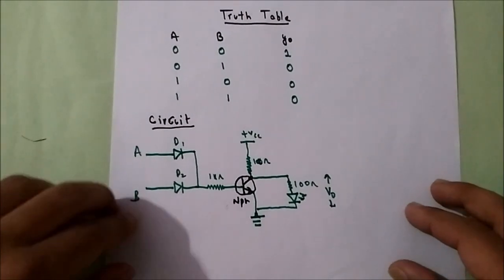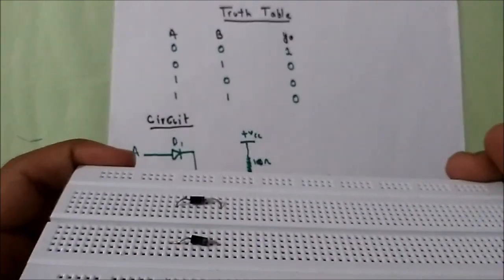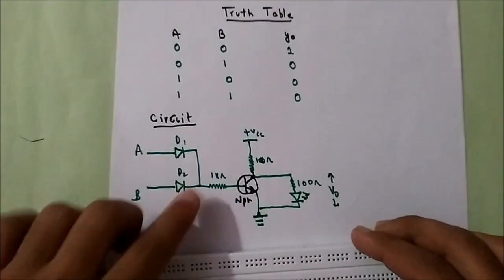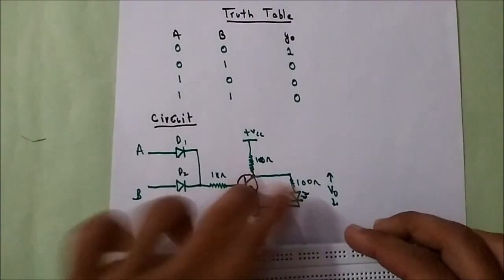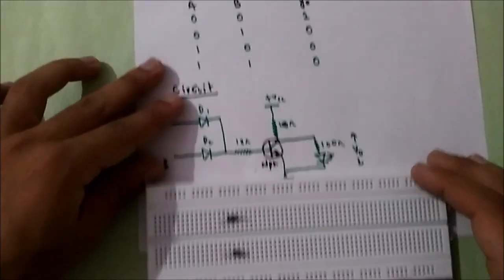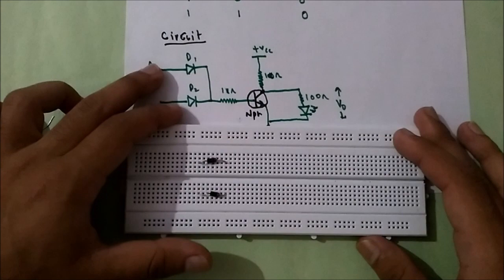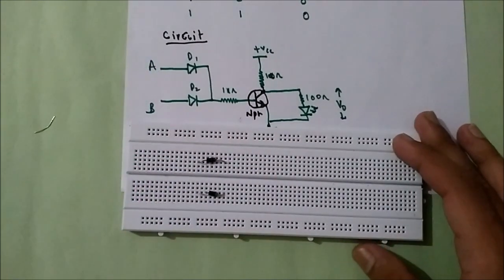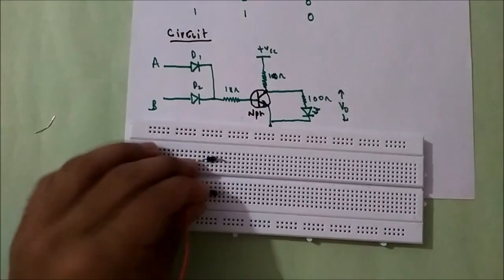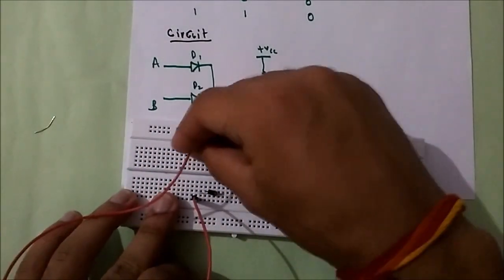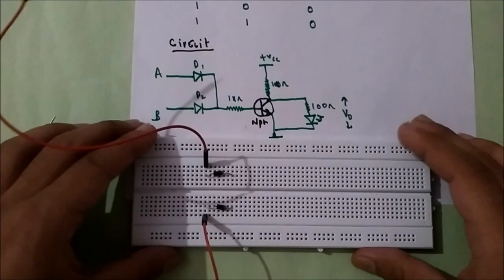For this circuit I need 2 diodes. So I'll use 1N4007 diodes here, 1 kilo ohm resistor, 100 ohm resistor, a transistor and an LED. As you can see from the circuit, the P terminal of both diodes are given logic. So I'll connect 2 red wires to show logic here and here. This upper one is A and this lower one is B.